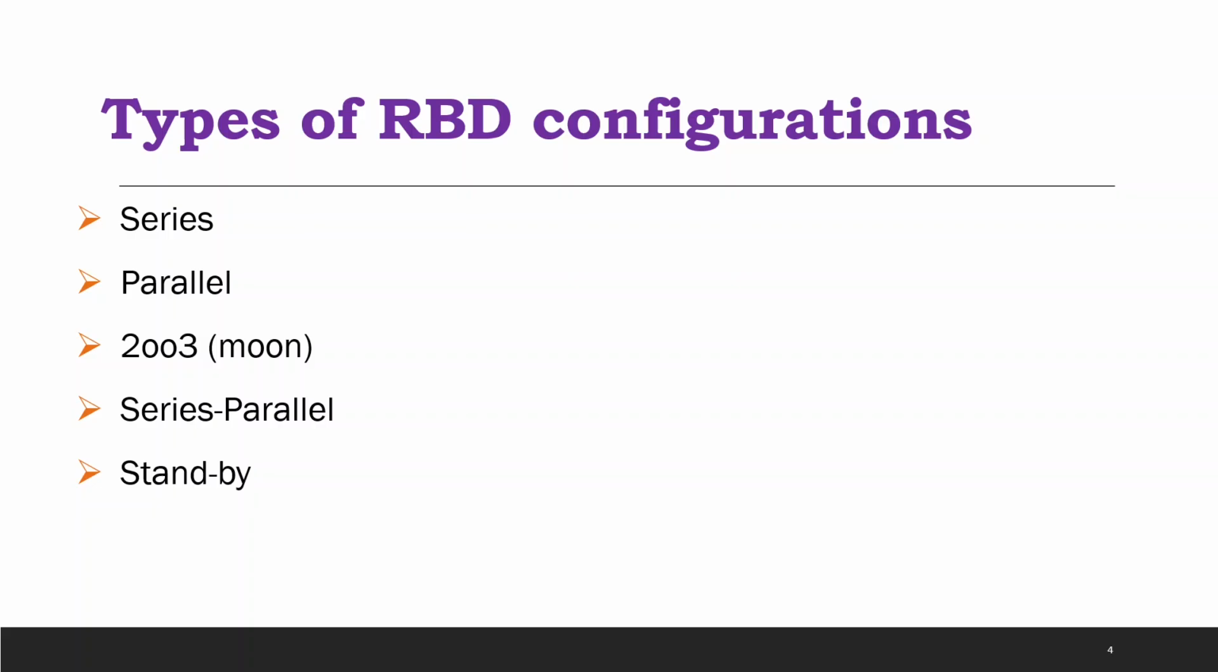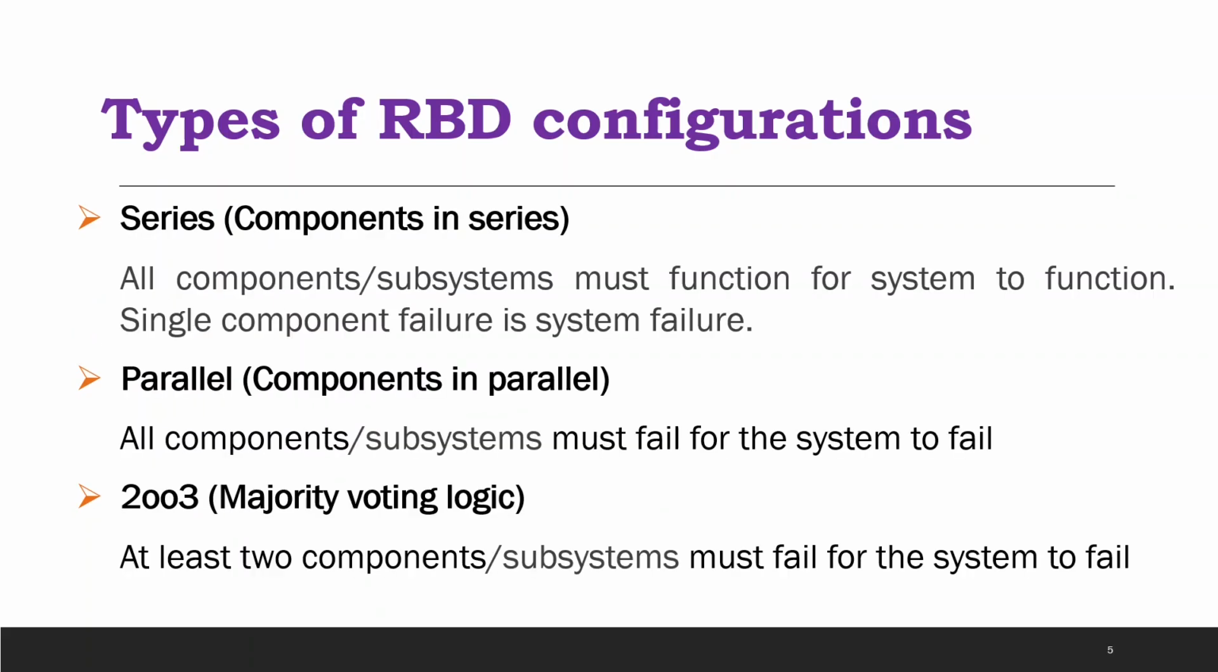Let us now look at the different types of RBD configurations. There is series configuration, parallel, 2 out of 3, also called majority voting configuration, series parallel, that is mixed configuration, or the standby configuration. In this video, we will cover the 3 types shown here.